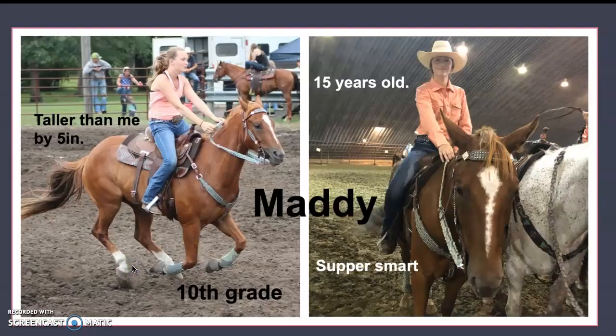This is my sister, Madison Scott. She normally goes by Maddie. She's 15 years old. She's in 10th grade at Jamestown High School. And even though she's 3 years younger than me, she's 5 inches taller than me. She's super smart, loves to ride horses, and can play saxophone, piano, and clarinet.